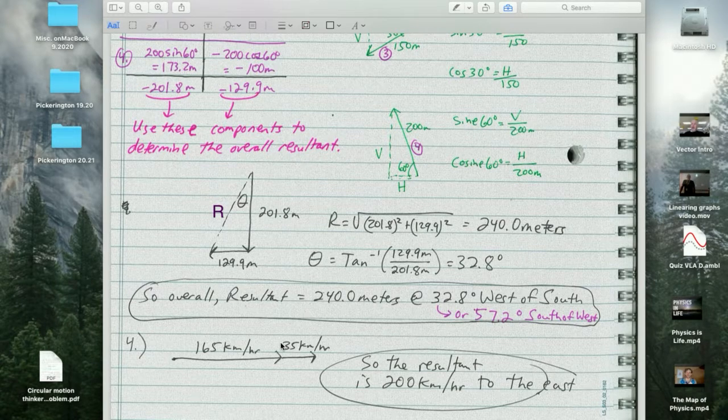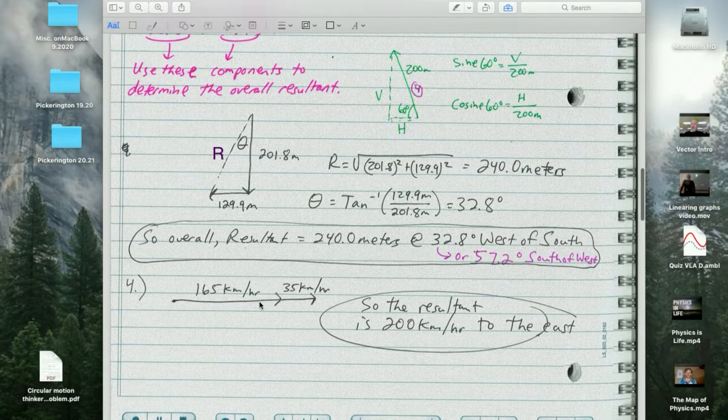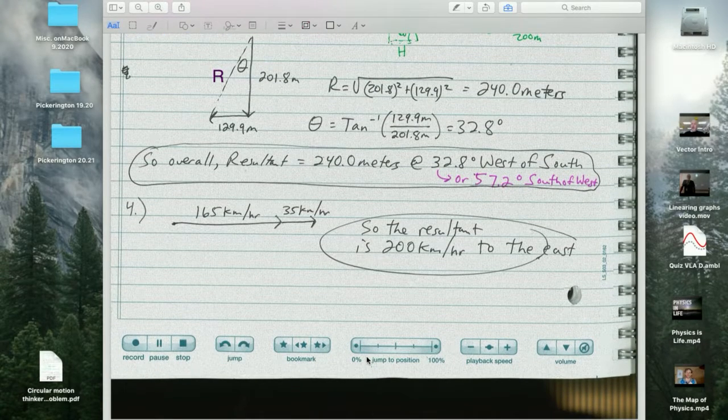4 was probably the easiest problem of the bunch. You've got a plane moving to the east and a tailwind going to the east. So since they're going the exact same direction, you just add them up. And relative to the ground, the plane would be going 200 kilometers per hour to the east.